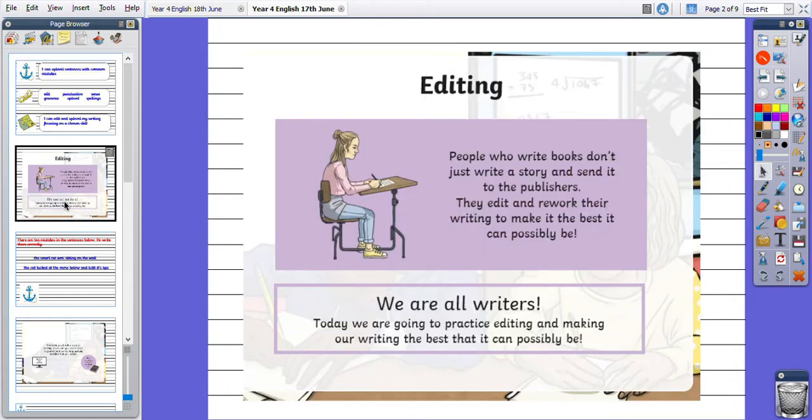So, editing. People who write books don't just write a story and send it to the publishers. They edit and rework their writing to make it the best it can possibly be. We are all writers. Today we are going to practice editing and make our writing the best that it can possibly be.